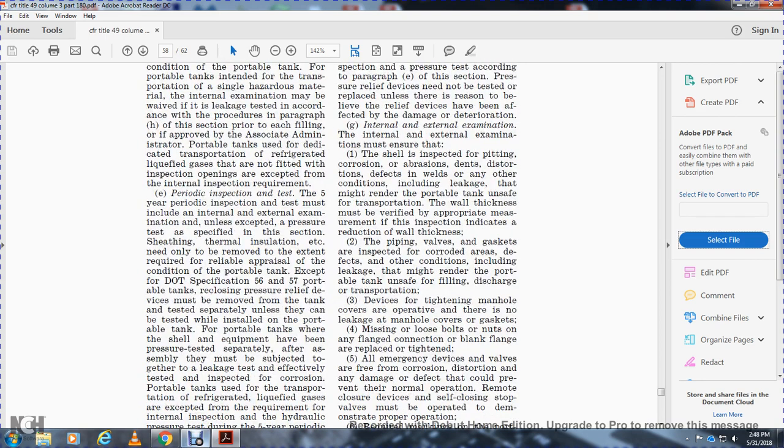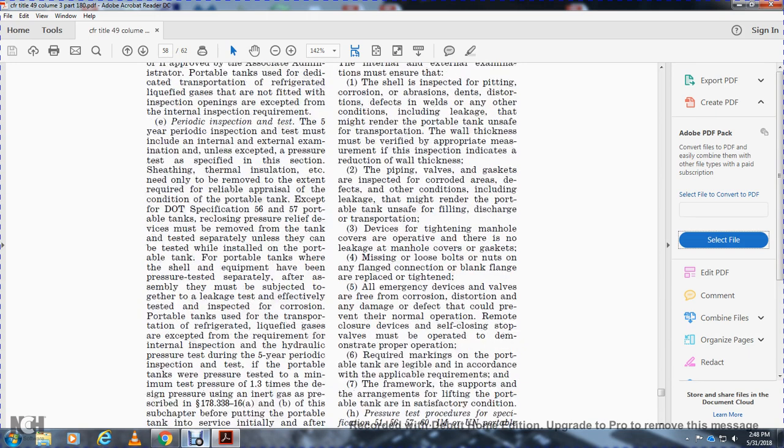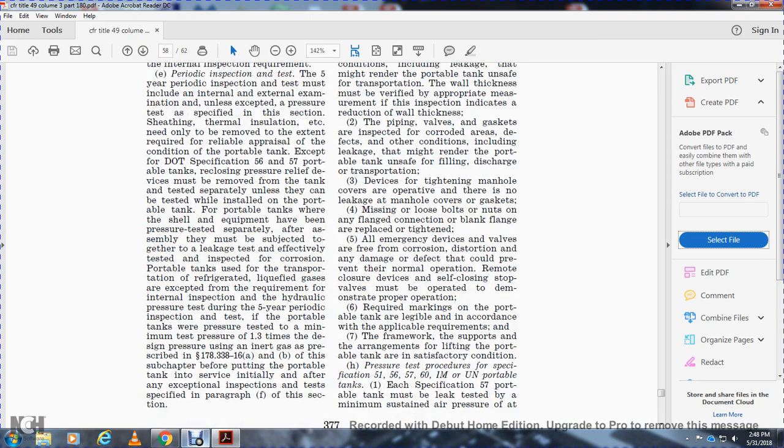3. Devices for tightening the manhole cover must be operative, and there must be no leakage of the manhole cover over the gasket. 4. Missing or loose bolts or nuts on any flange connection or blank flange must be replaced or tightened. 5. All emergency devices must be free from corrosion, distortion, and any defects that could prevent normal operation. Remote closure devices and self-closing stop valves must be operated to demonstrate proper operation. Required markings on the portable tank must be legible and in accordance with the applicable requirements. The framework, supports, and arrangement for lifting the portable tank must be in satisfactory condition.